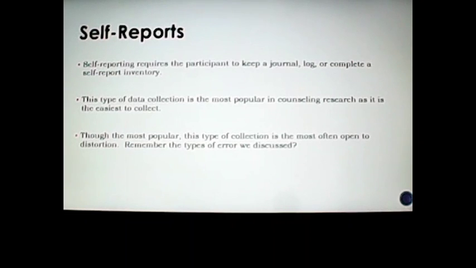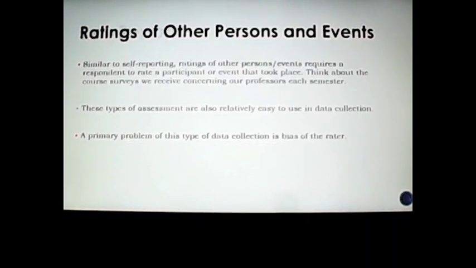Ratings of other persons and events. So this is kind of similar to self-reporting. Ratings of other person or events requires a respondent to rate a participant or event that took place. So think about some of the course surveys you might have taken in college, just talking about your professor or your other students in a course that you took, right? These type of assessments can also be relatively easy to use in collecting data.